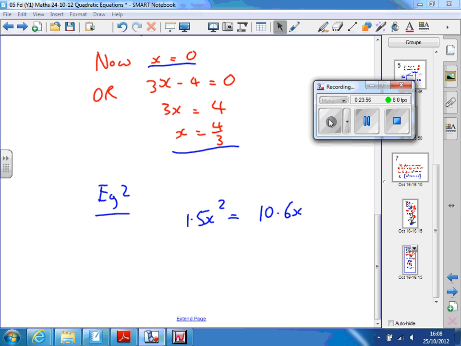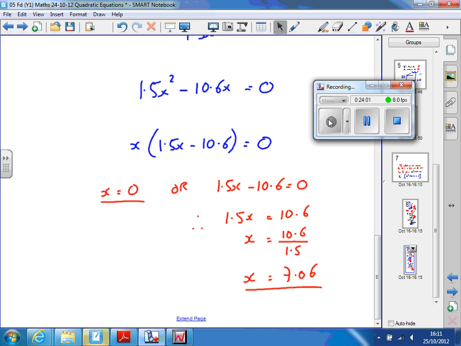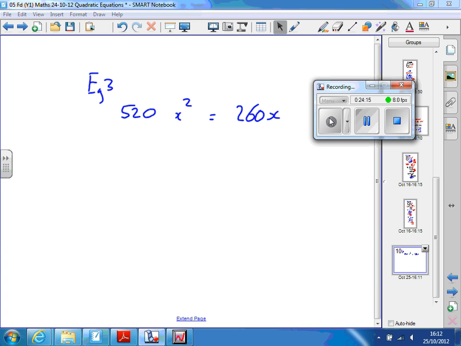Example 2, solve that for me. Find x. And hopefully you got this, x equals 0 or x equals 7.06. Note it's exactly 7.06, so they'll put 3 significant figures after it, so I've not rounded it. One more example of this, try this one, solve it for x.